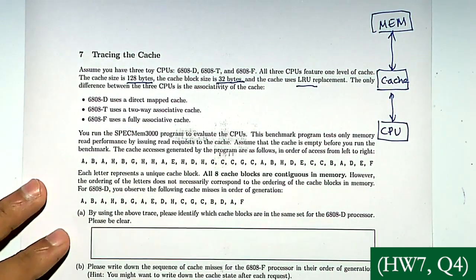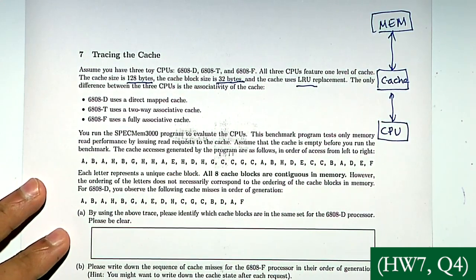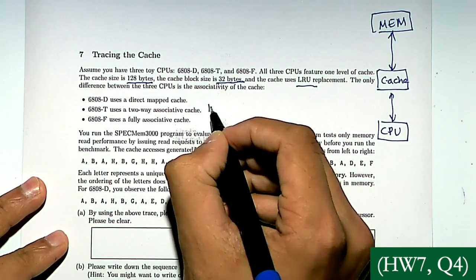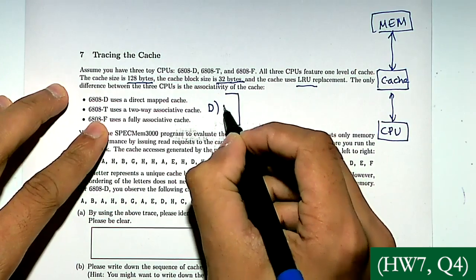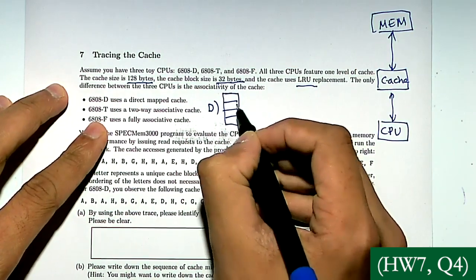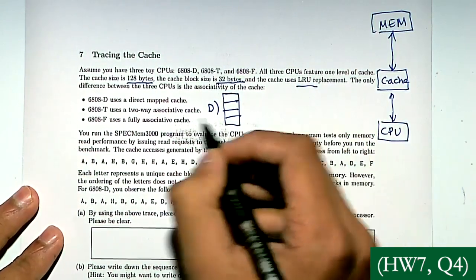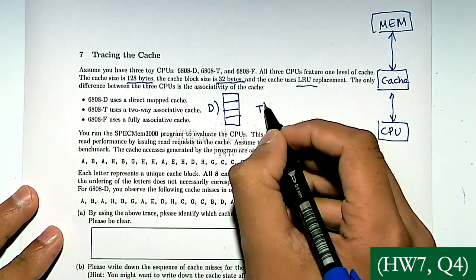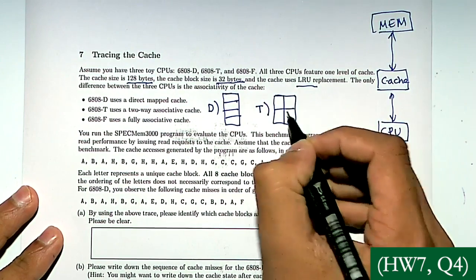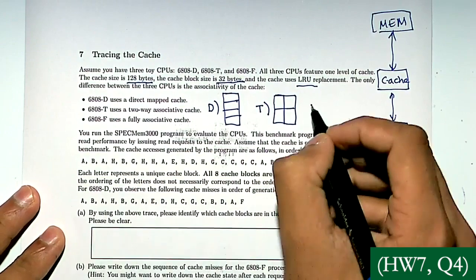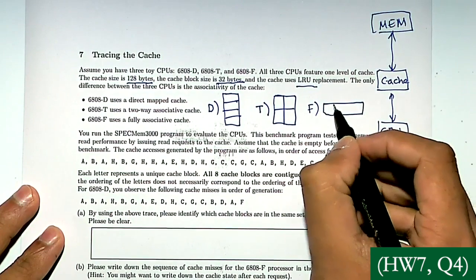So the only difference between these three caches is the associativity. D uses a direct mapped cache, T uses a two-way associative cache, and F uses a fully associative cache. If we draw these out, D is a direct mapped cache, so every single block gets its own set. So we have four different sets in the cache, and there's only one way. The design T uses a two-way set associative cache, so there's two sets and two ways because there's precisely four blocks in this cache. And cache F has a fully associative cache, so there's only one set which contains all four blocks.